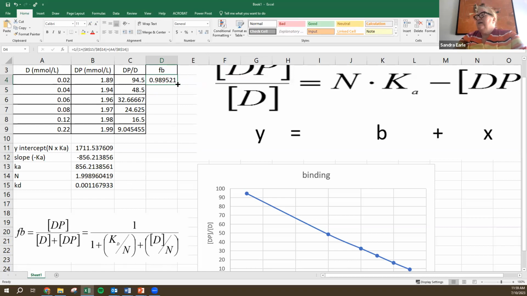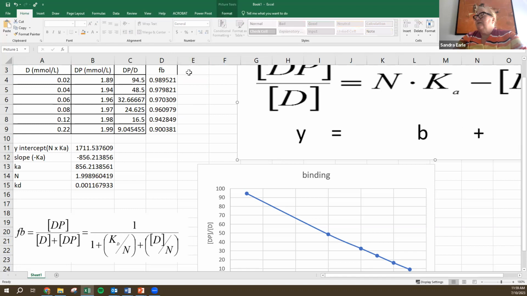And now we can click and drag for each of these given free concentrations. There's our fraction bound. So our fraction bound will decrease slightly as we have a higher and higher free concentration, which makes sense, right? Now, can we also figure out our fraction bound?